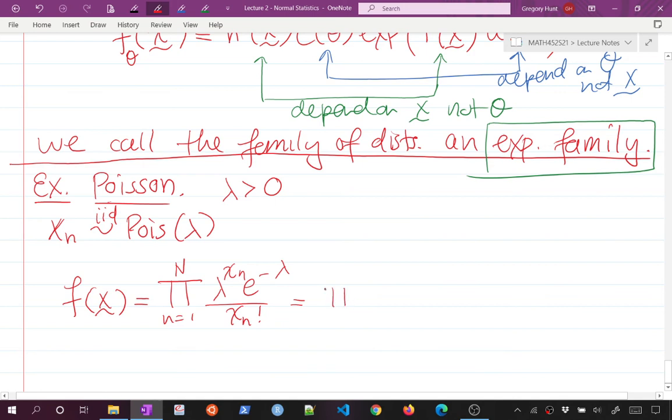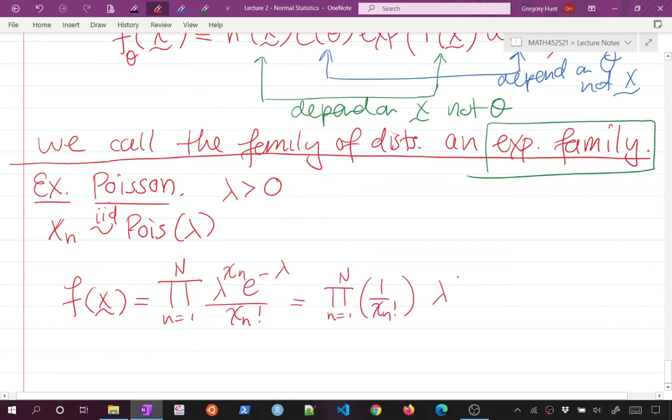I can simplify this somewhat. I'm not going to be able to simplify these factorials much. So it's just the product of 1 over x_n factorial over all the n's. But this other part here, I can simplify.